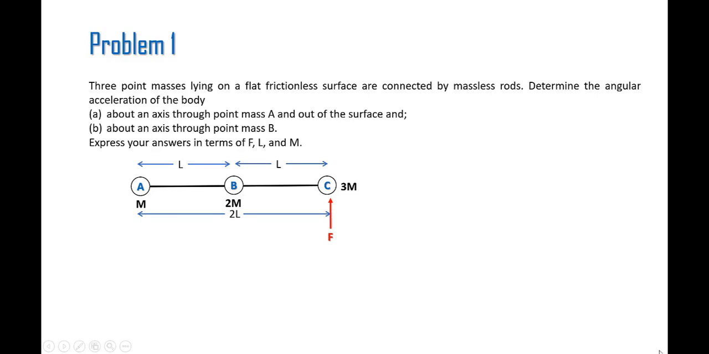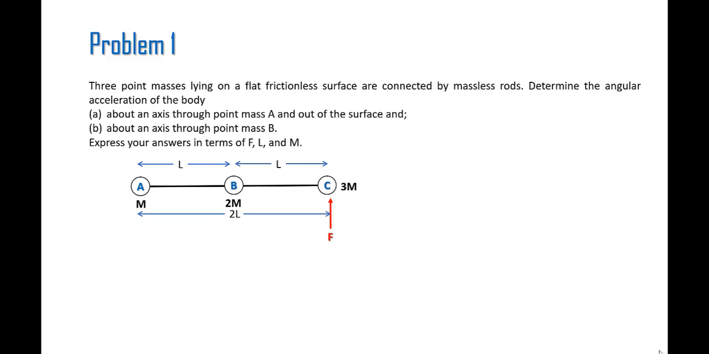We have 3-point masses lying on a flat frictionless surface, connected by massless rods. Determine the angular acceleration of the body about an axis through point mass A and out of the surface, and about an axis through point mass B. Express your answers in terms of the force F, the length L, and mass M.